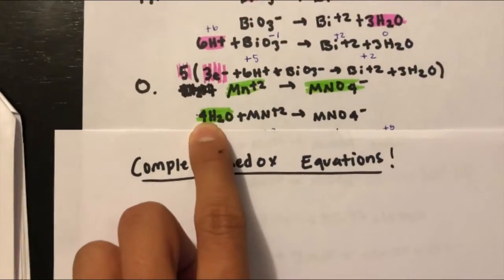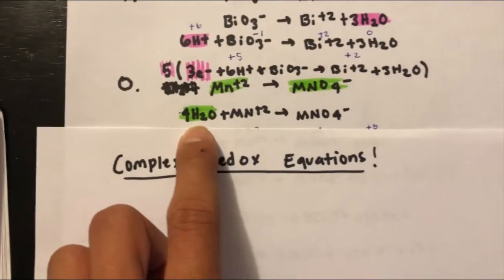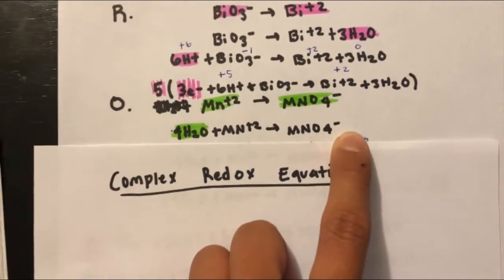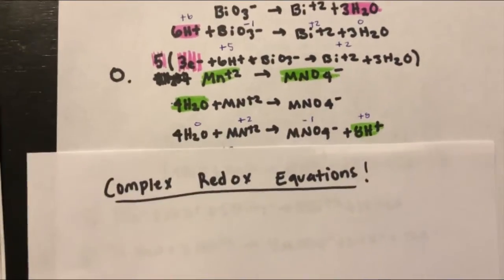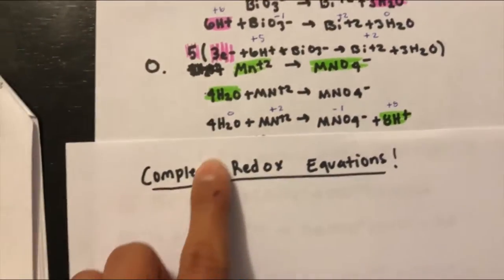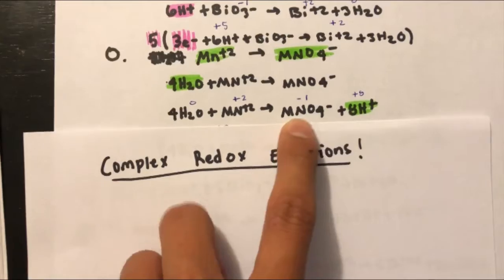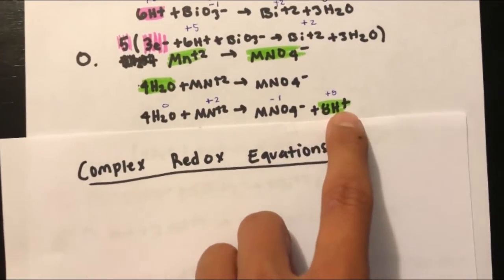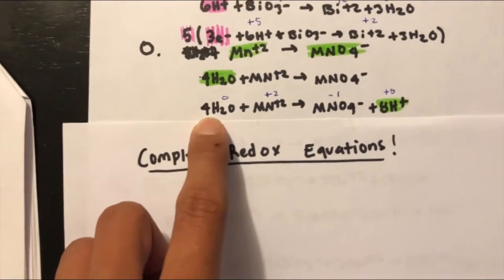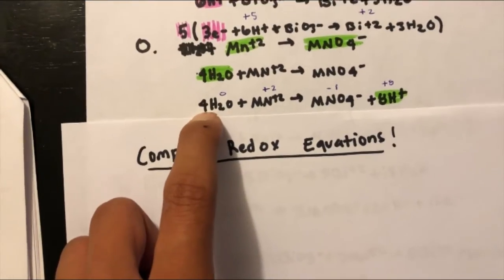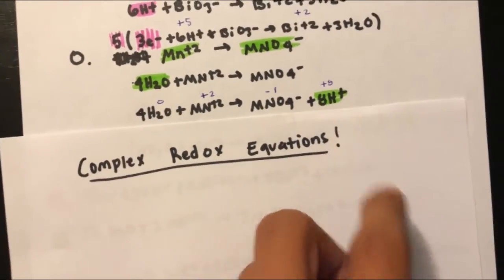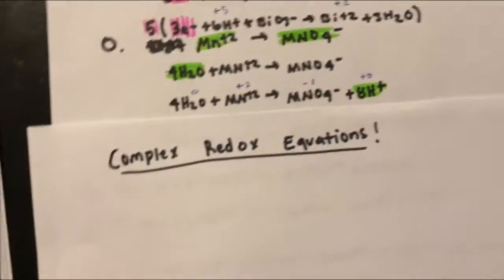Since we have 4 oxygens on this side, we need to balance it out, putting hydrogens on this side. So we get 4H2O plus Mn plus 2 makes MnO4 minus plus 8H plus. So then there's 8H pluses on this side, or 8 hydrogens, and there's 8 hydrogens on this side, so they cancel out from each other.